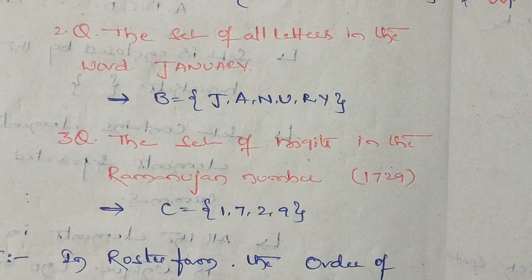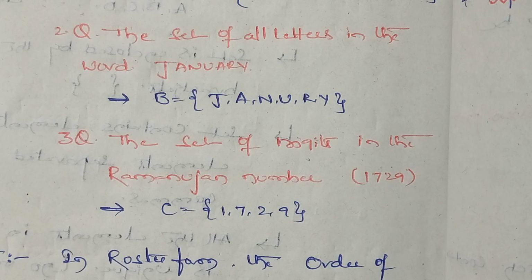Now, the set of digits in the Ramanujan number. Ramanujan is the mathematician, right? So we call 1729 a Ramanujan number. Once upon a time, he took a taxi and traveled. The number plate of the taxi was 1729. Based on that number, he discovered some cube roots and square roots, students. That one we will discuss later. So how to represent that Ramanujan number? You should remember this point. What is a Ramanujan number? It is nothing but 1729.